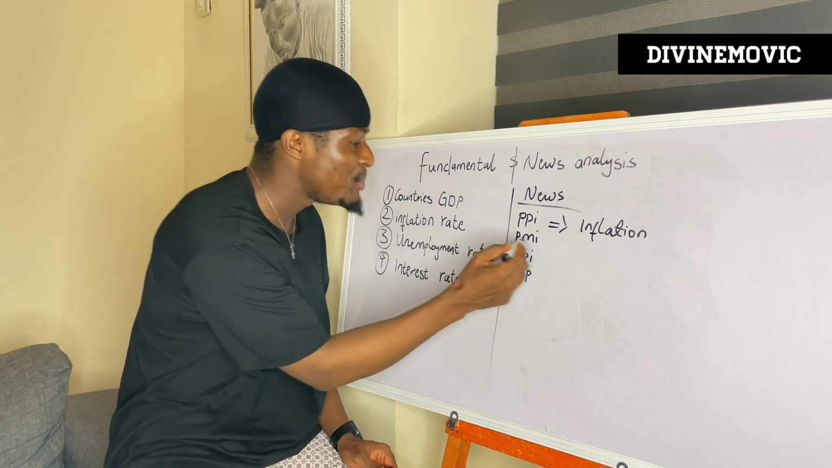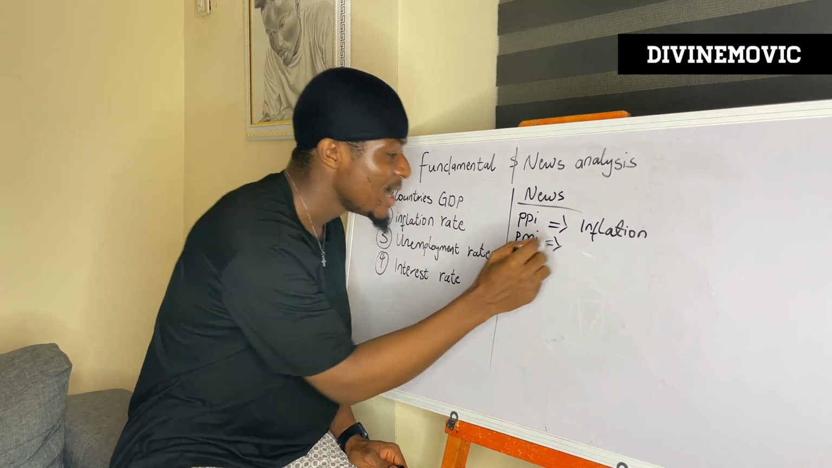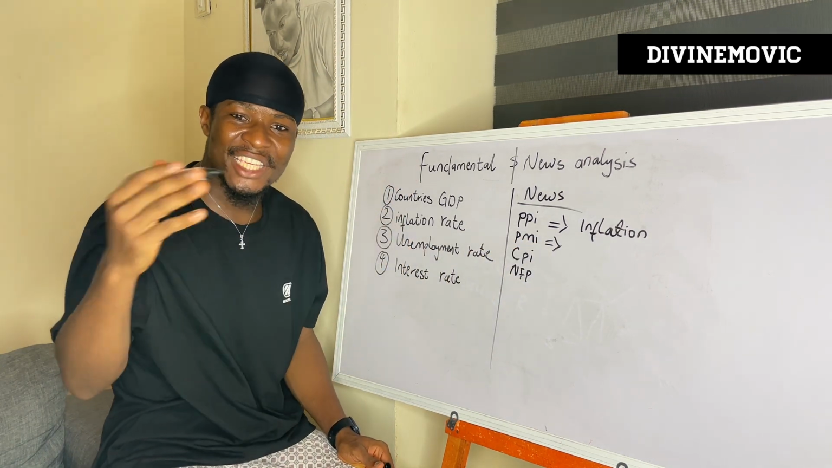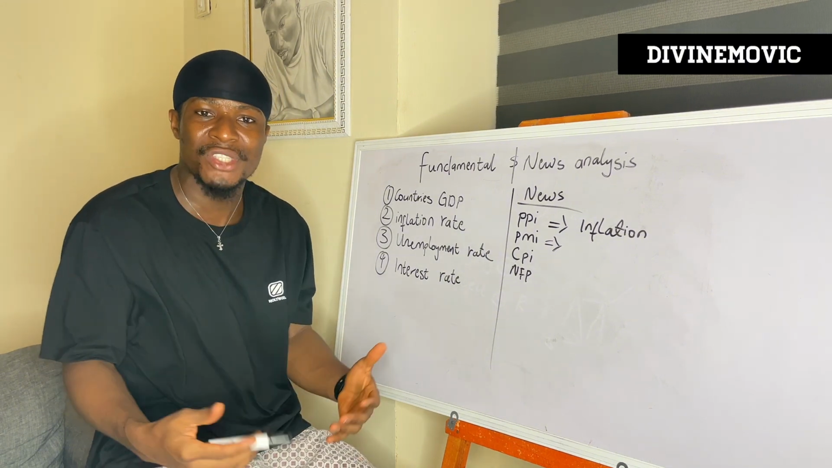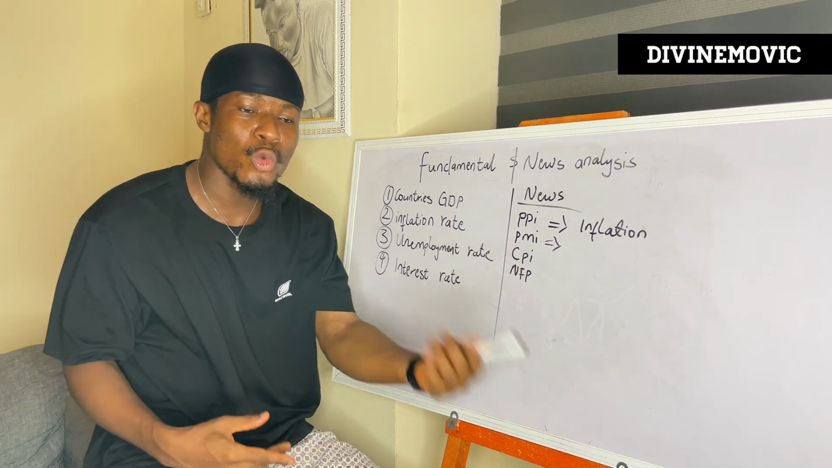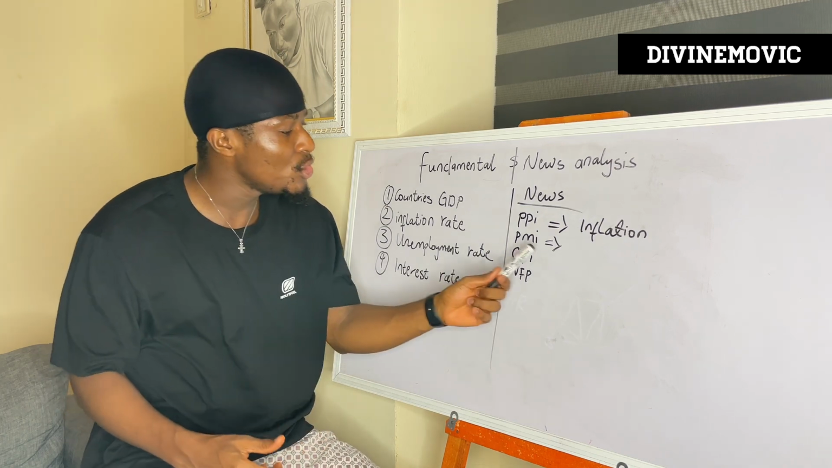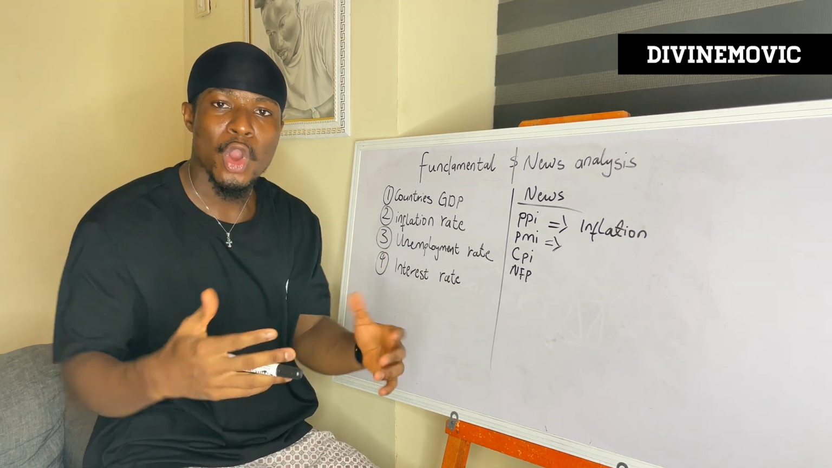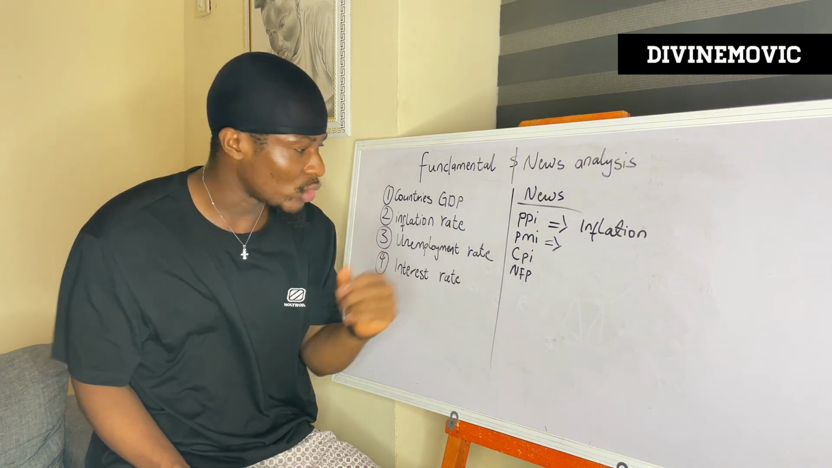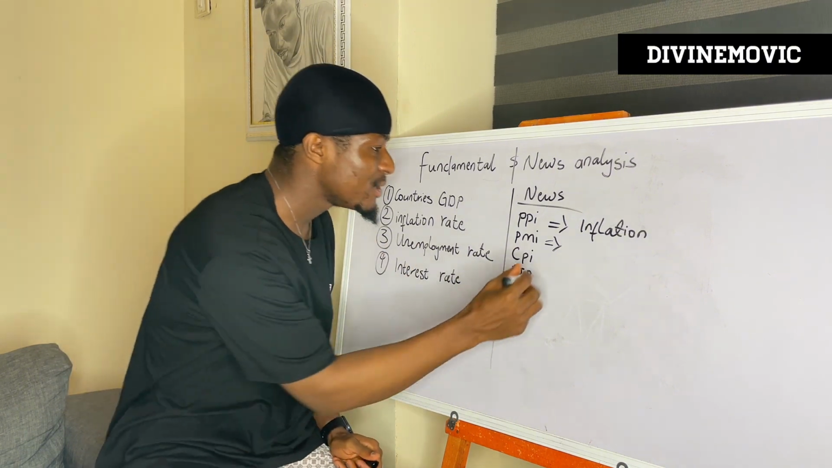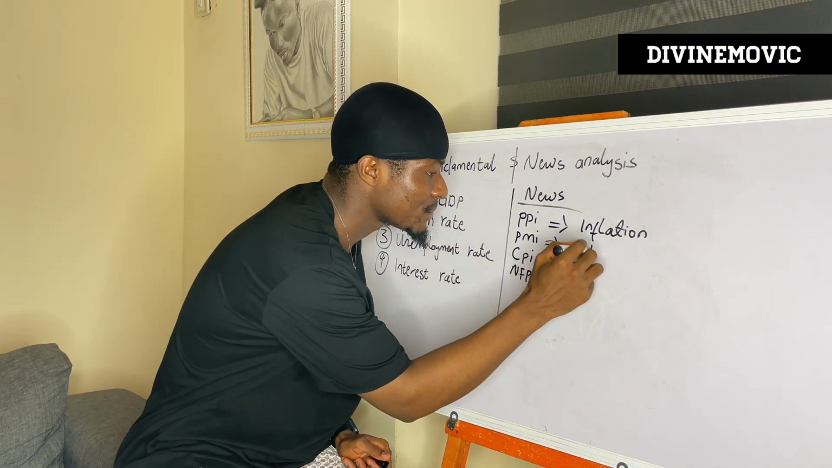Now we have the PMI, which simply means Purchasing Managers Index. This news reports how business activity is going on in the country. Is it going well? Is it going badly? This news basically reports how good or how bad business activities are in the country.